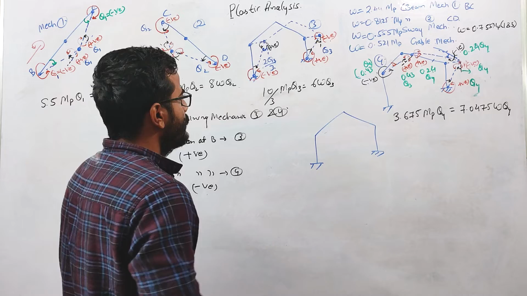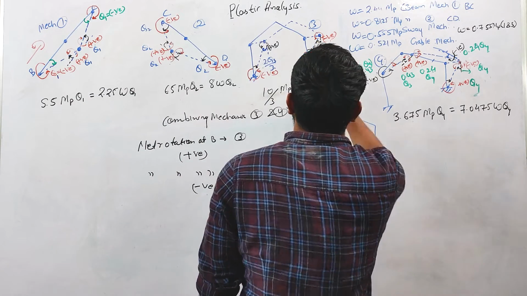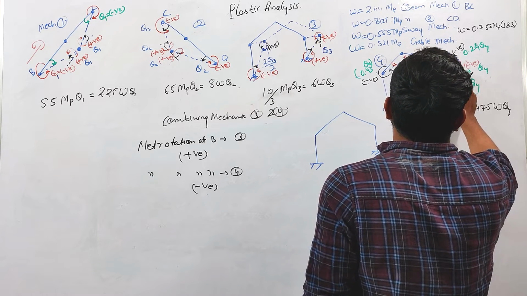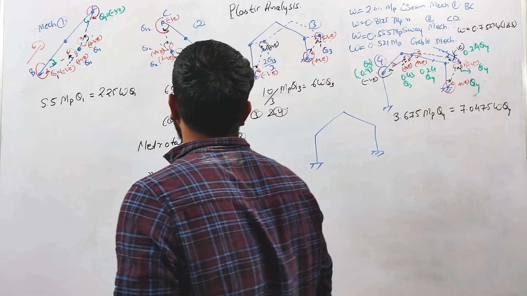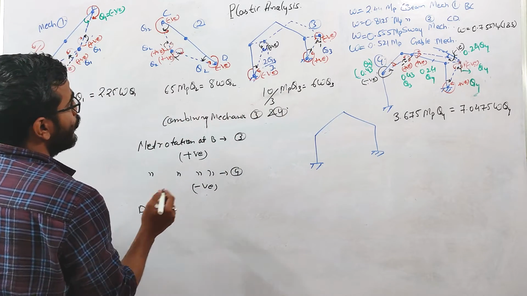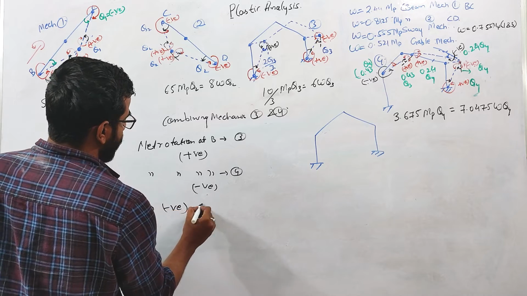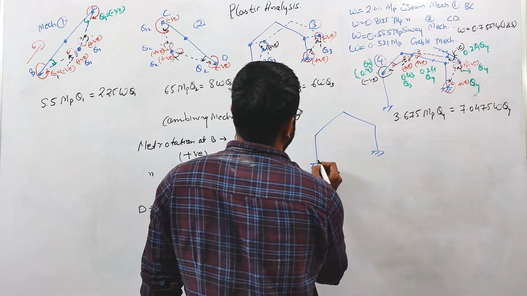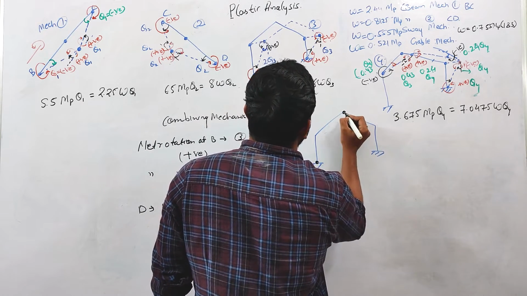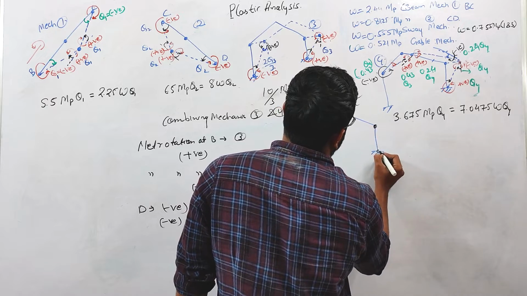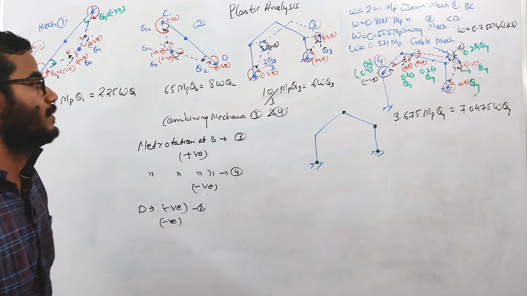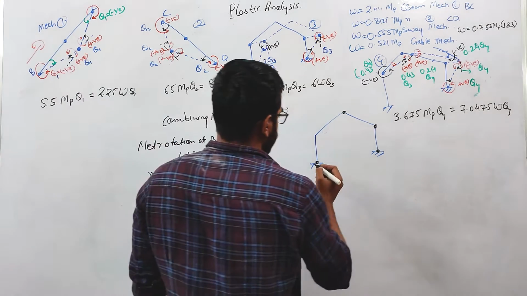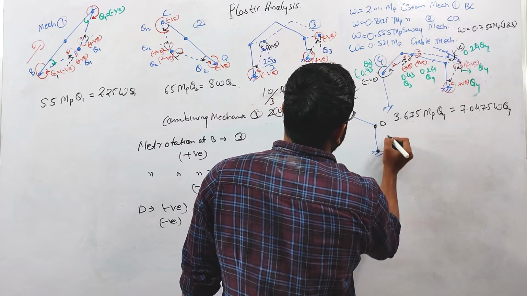Okay. So in this case, at this D point, both the rotations are negative in mechanism 3 and in mechanism 4. So we cannot cancel that rotation. Ultimately, the plastic hinge will form at this point, this point, and this point. If you combine mechanism 3 and mechanism 4, the plastic hinge will form at this A point, this C point, this D point, and this E point.